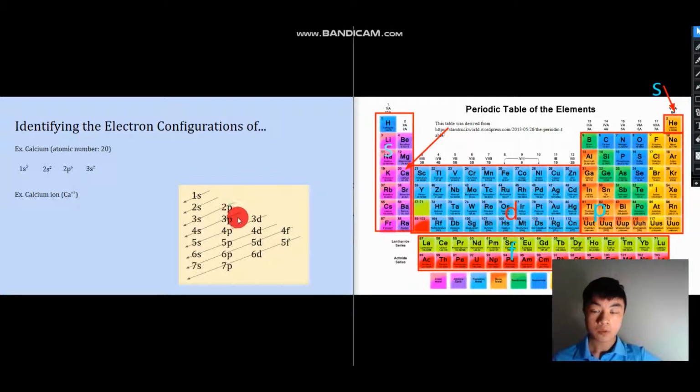Then we're going to go over to 3p. 3p is going to be from aluminum to argon. We know that p can hold up to 6, so it's going to be 3p6, ends in argon. Then we know that's going to be 4s, so potassium to calcium, and since s can hold up to 2, this is going to be 4s1 and 4s2, so calcium is going to end with 4s2.